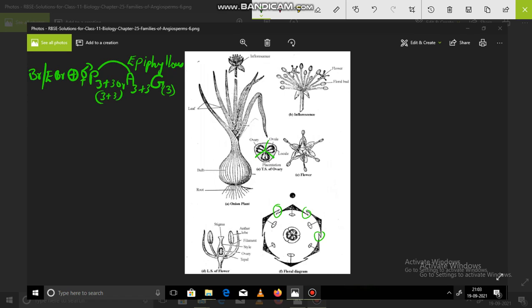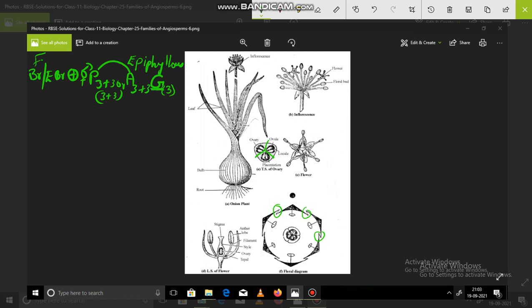Tricarpellary, syncarpous. And the third point is that this ovary is superior. You can see that this ovary is superior. Hypogynous flower, so you have to put an underline below the G. This shows that the ovary is superior. So this is how you have to write down the floral formula.